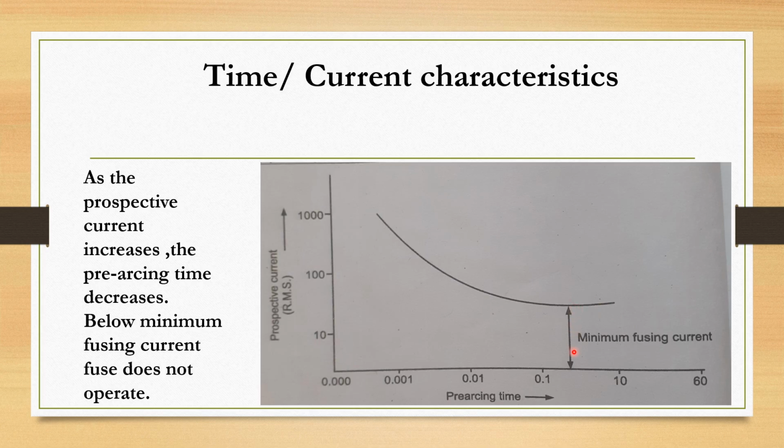So after this minimum fusing current, the fuse element will carry the current for a longer time. Whatever amount of current is flowing below this minimum fusing current, it will carry it for a longer duration. So while selecting any type of HRC fuse for the protection of different motors or different power systems, it is very important to note the minimum fusing current and the actual current rating which we want to protect.